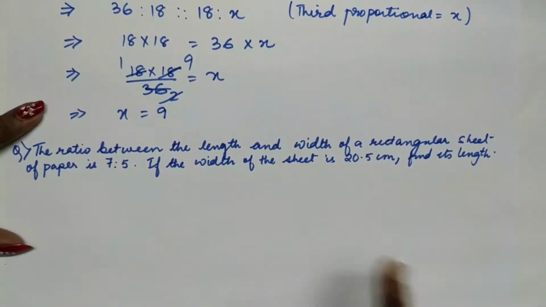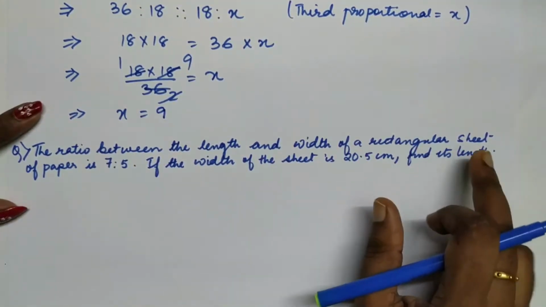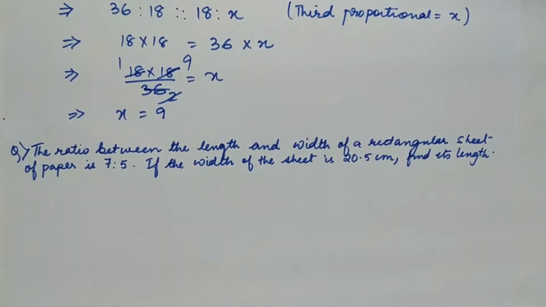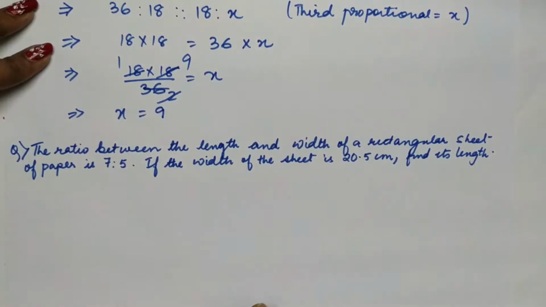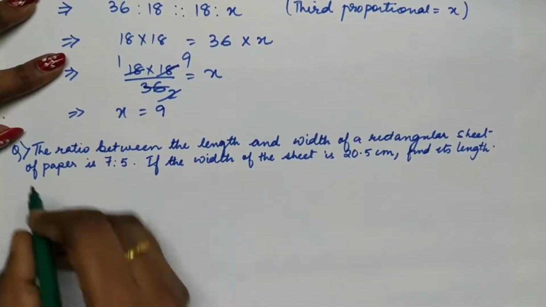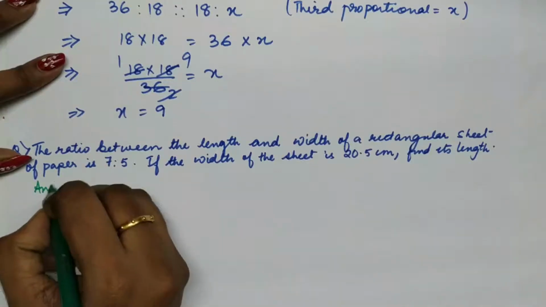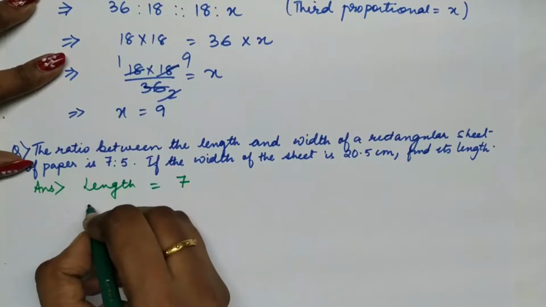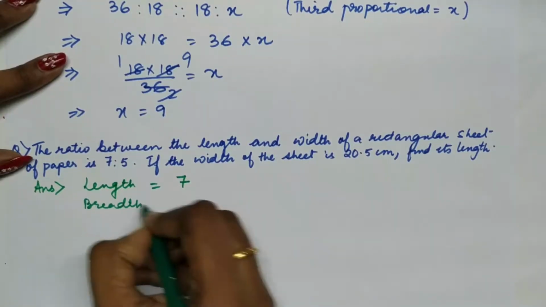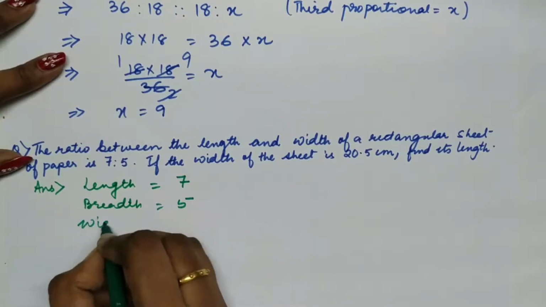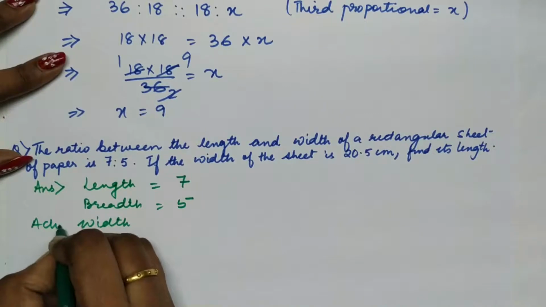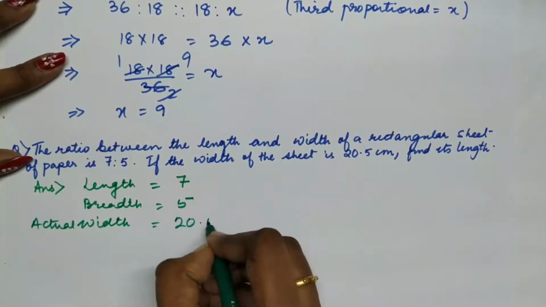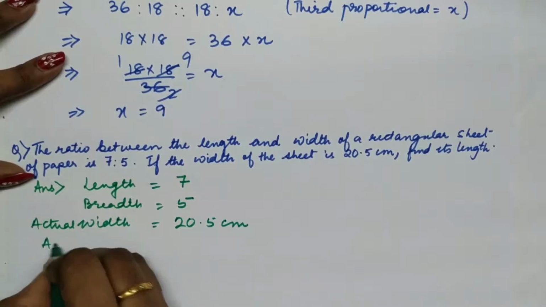Moving to the next question. The ratio between the length and width of a rectangular sheet is 7:5. If the width of the sheet is 20.5 centimeter, find the length. So we'll solve it based on the concept of proportion that we have been reading. Let us write that length is 7 and breadth or width is 5, and the actual value of width is 20.5 centimeter. We have to get the actual length.